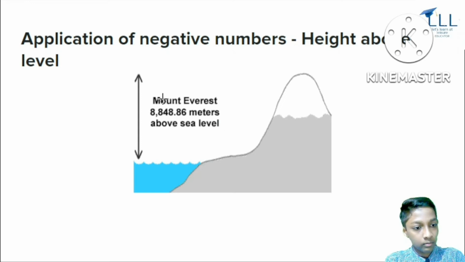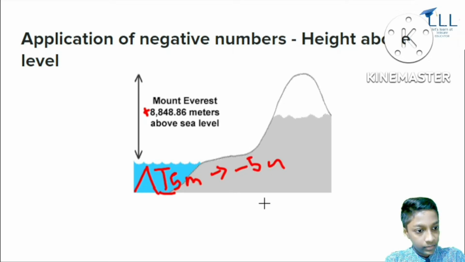Now let's see the application of negative numbers in height above sea level. As you can see, Mount Everest has a height of positive 8,848.86 meters above sea level. If there is a land 5 meters below sea level, then we can say that the land is minus 5 meters below the sea level.